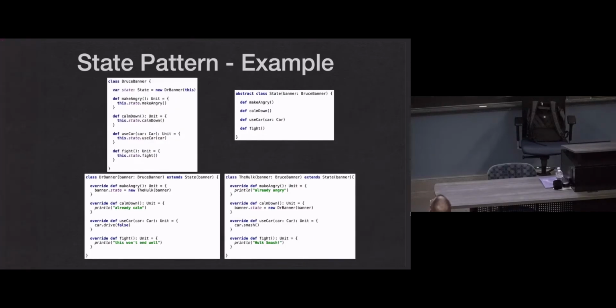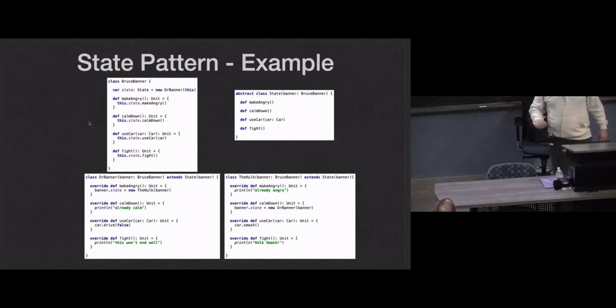Putting it all together, here's our 4 classes. So Bruce Banner has a reference to an object of type state. State is an abstract type. So depending on what actual type is stored in that variable, that's going to change the behavior of that variable, and then we defer to that variable for all of the functionality. We don't define any functionality in Bruce Banner. We just say, hey, state, this method was called.